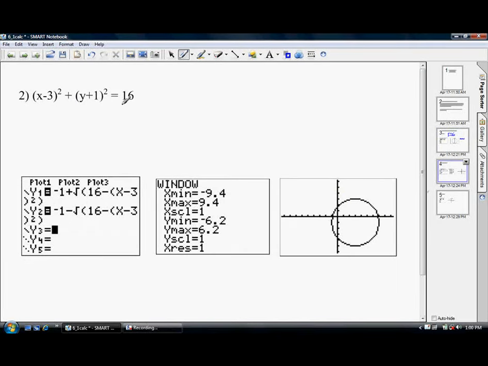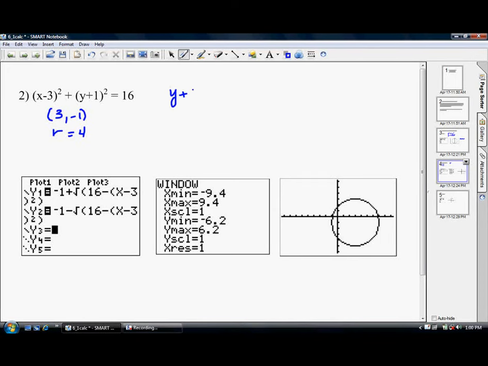Now x minus 3 squared plus y plus 1 squared equals 16. We know that's a circle that has center 3, negative 1 with a radius of 4. But to have the calculator graph that for us, we would have to solve for y. So let me go through the steps with you just so you can see how I arrived at what's entered on that screen.